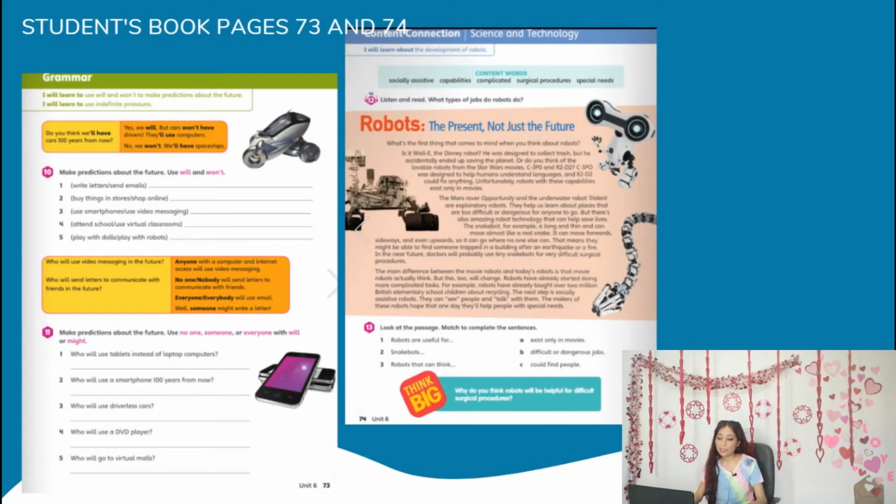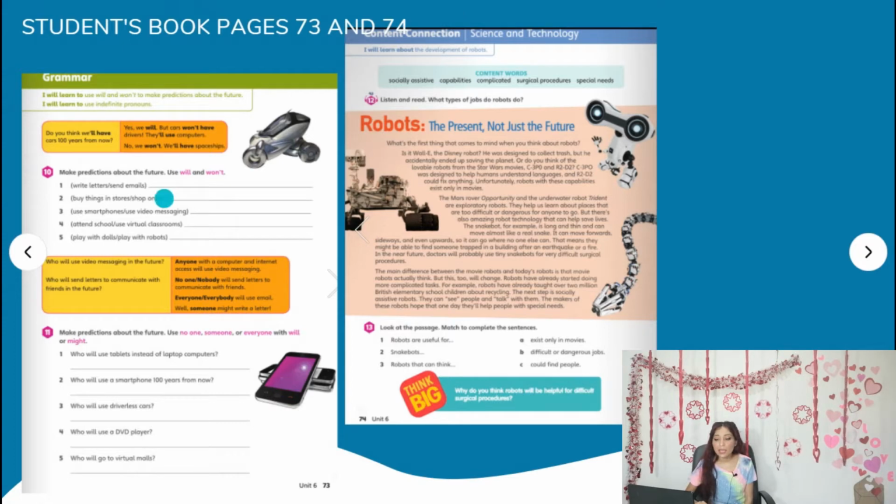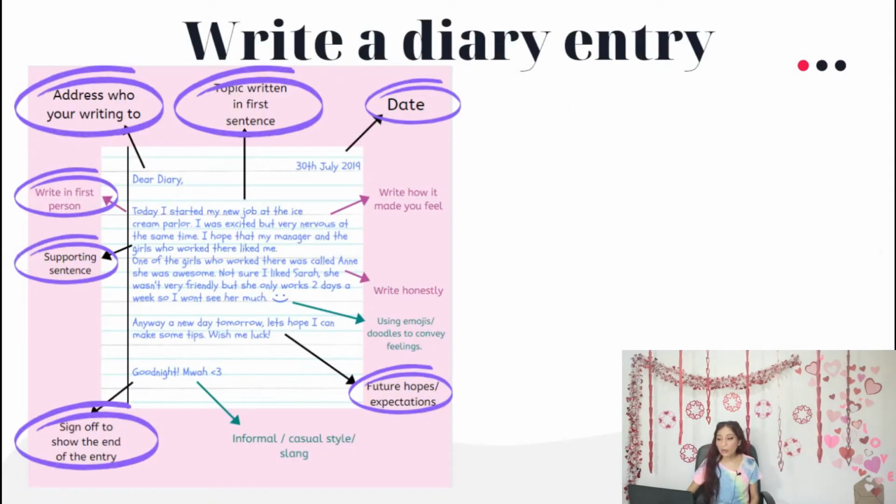Later we did activities on pages 73 and 74. If you didn't send this to me, or if you have questions about the topics, about the activities on page 73, because I think these are the most difficult ones, please send a message if the topic wasn't clear. I might help you. And today we are going to learn how to write a diary entry.